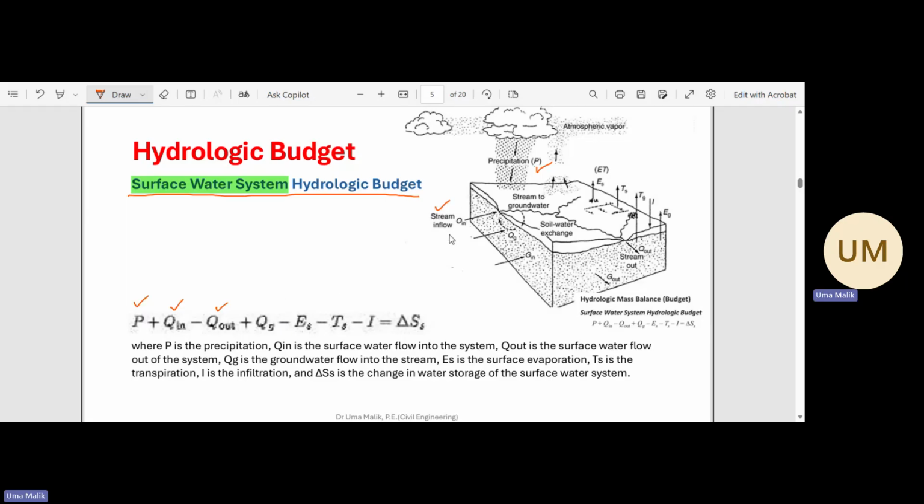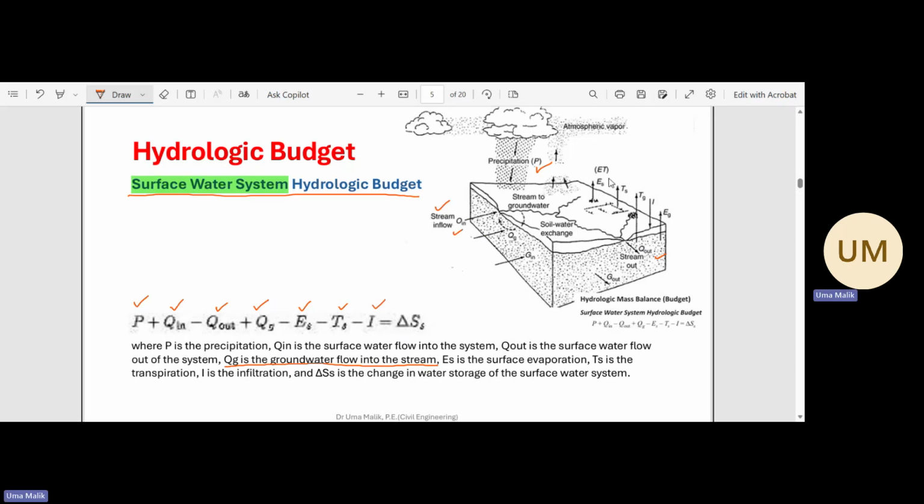Here you can see there is a stream inflow, and here is the stream outflow. Q out is right here. Then we have QG, which is the groundwater flow into the system. EG is your evaporation, TS is your transpiration, and I is your infiltration.